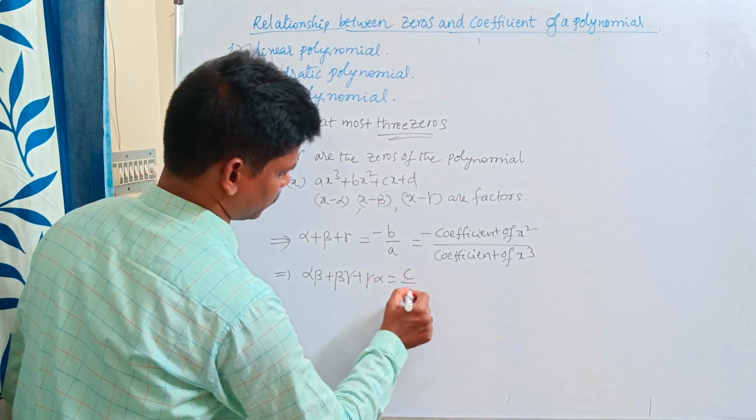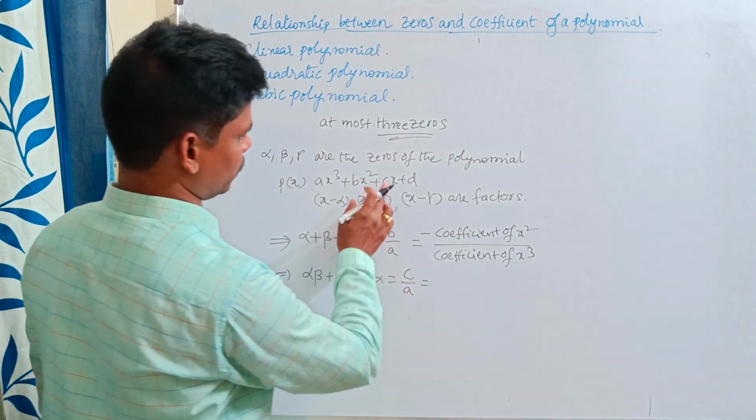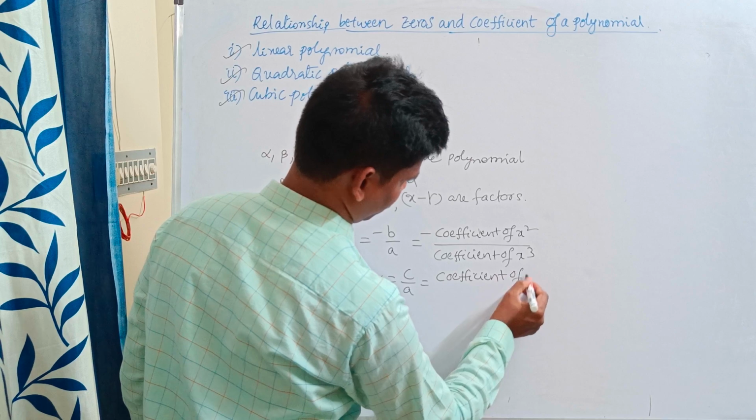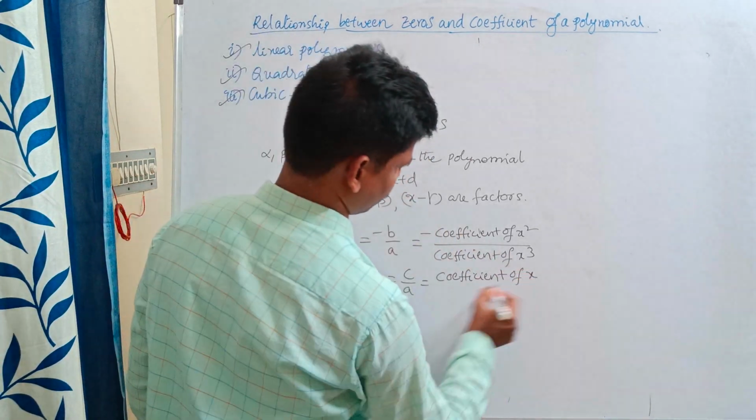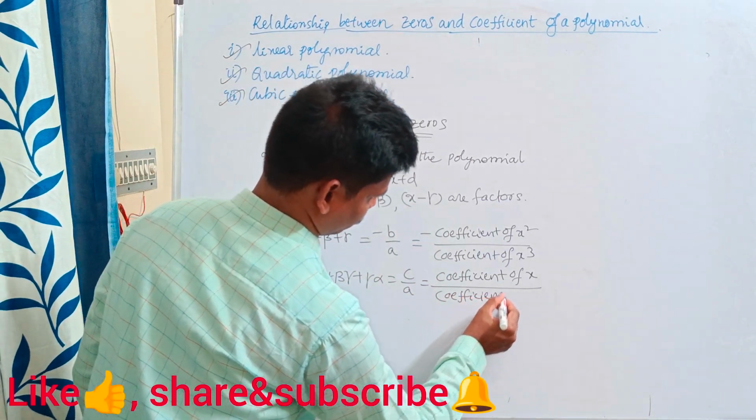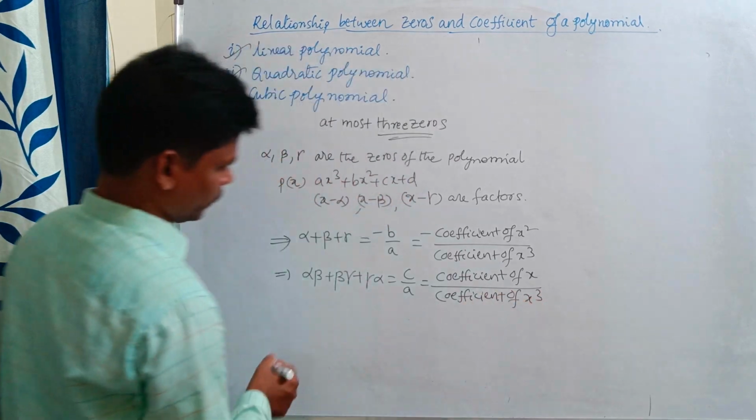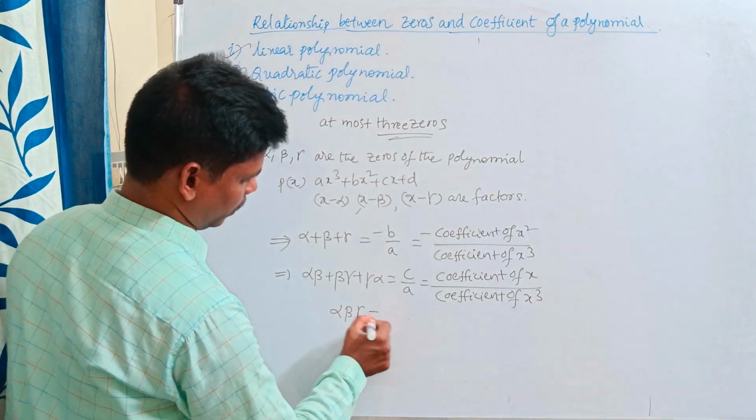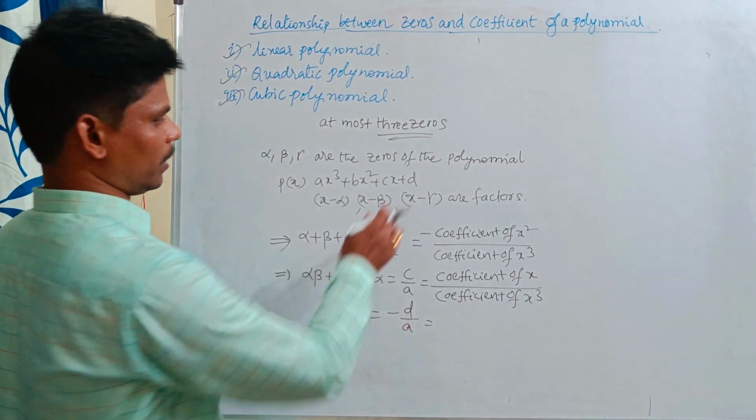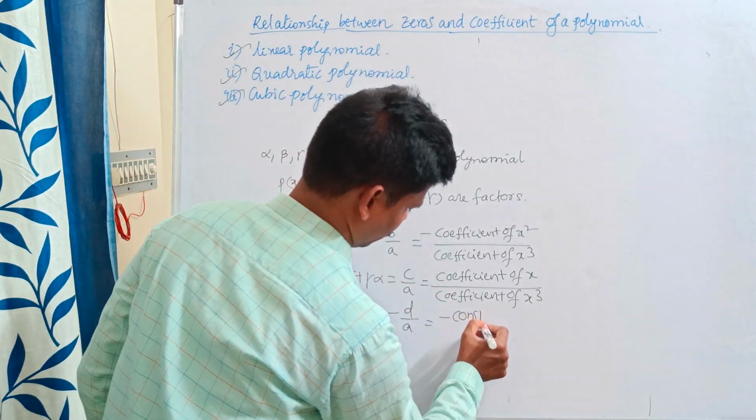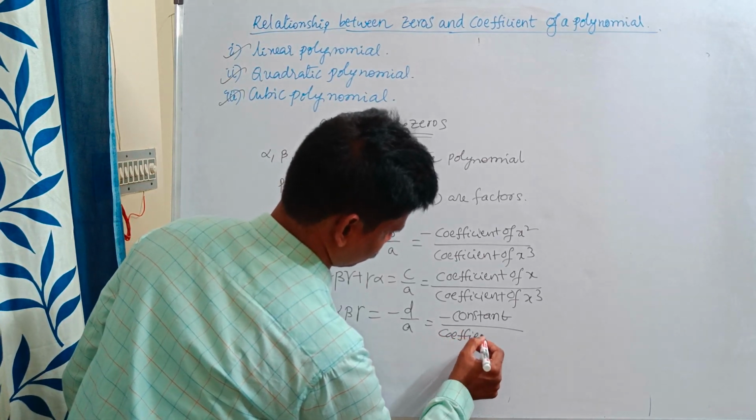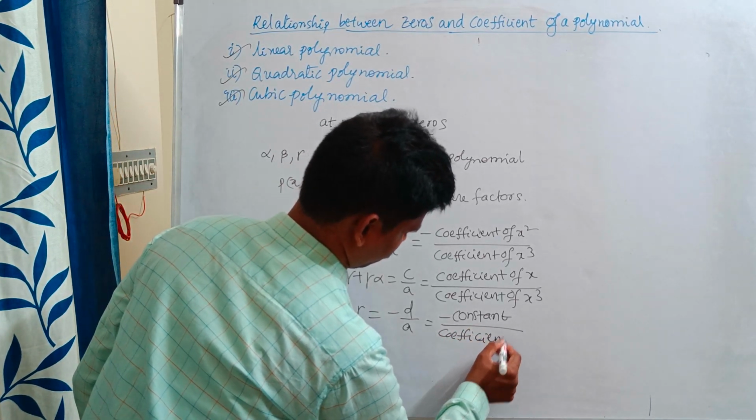Next, second one: alpha beta plus beta gamma plus gamma alpha is equal to c by a. Here c is the coefficient of x, and a is the coefficient of x cube. Next, last one: alpha beta gamma is equal to minus d by a. Here d is the constant, and a is the coefficient of x cube.